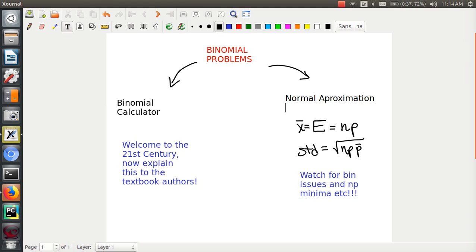I don't know, does approximation have one or two p's? I'm very sorry, maybe I'm spelling it wrong. But I think you should always use a binomial calculator because this is the 21st century, but textbooks still want you to use the normal approximation for certain questions.